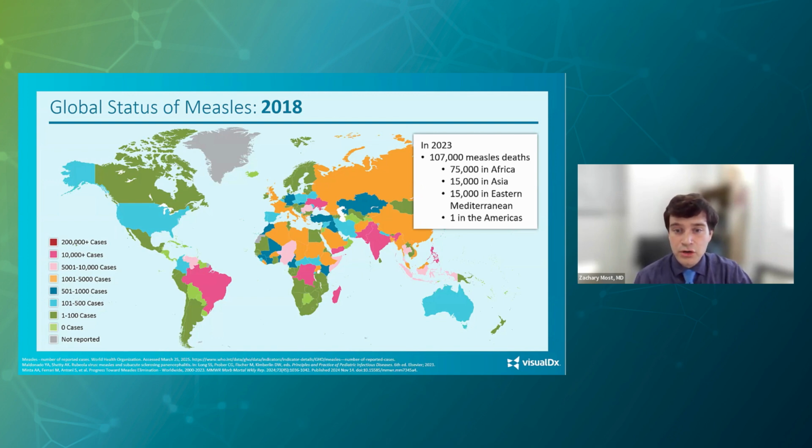And most of these deaths have occurred in Africa. One death in 2023 in the entire region of the Americas, meaning North and South America, a number that we've already tripled in the United States alone in 2025.